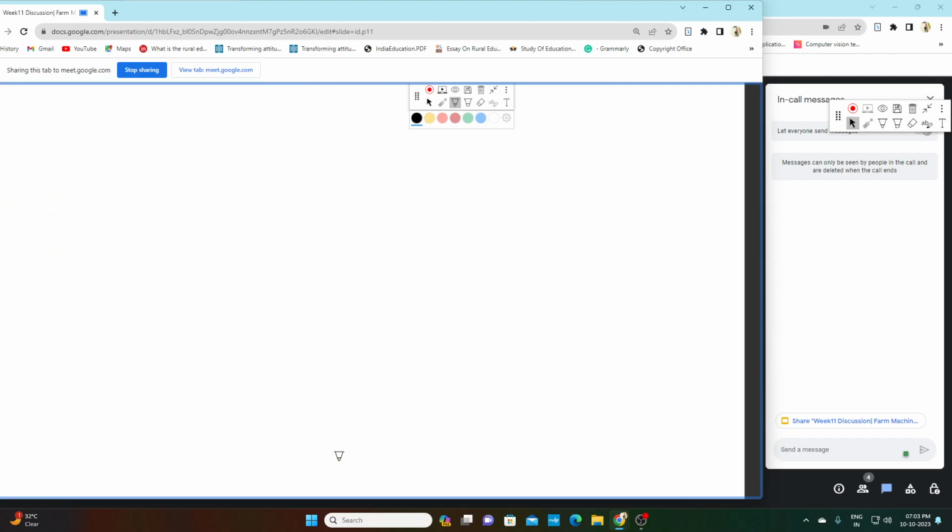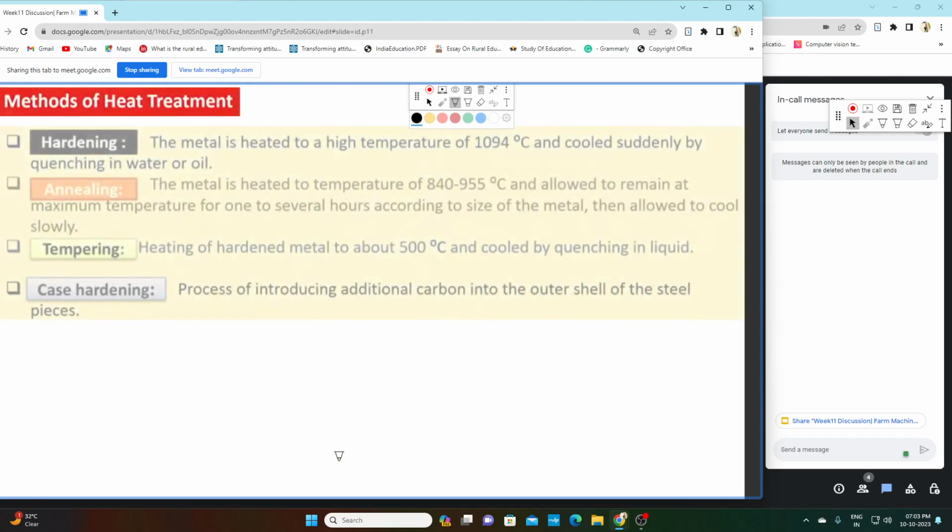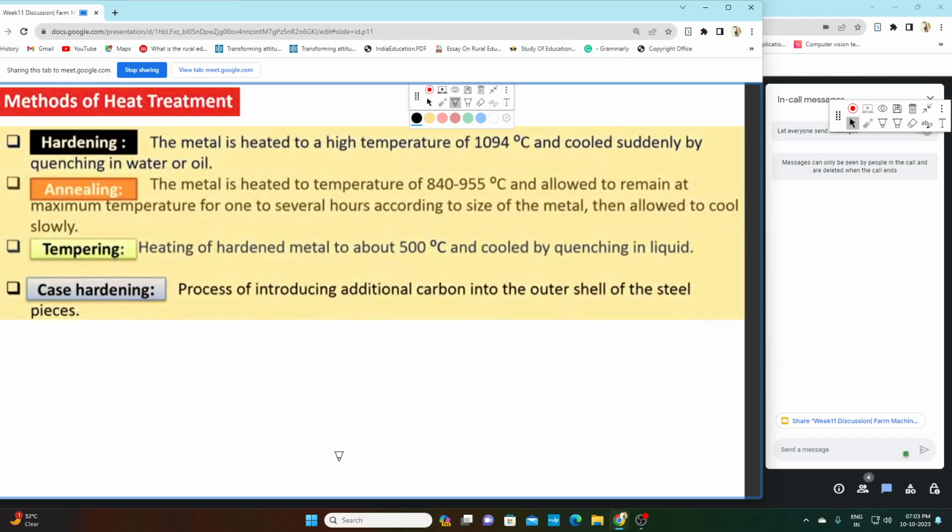Okay, now let us move to the next part, that is method of heat treatment. We have four methods for heat treatment. First is hardening. What is hardening? Hardening is where the metal is heated to a high temperature, that is 1094 degrees Celsius, and cooled suddenly by quenching in water or oil. So that is the hardening process.